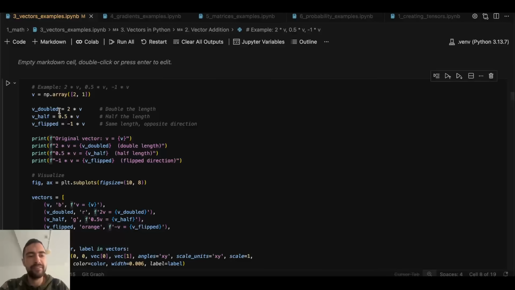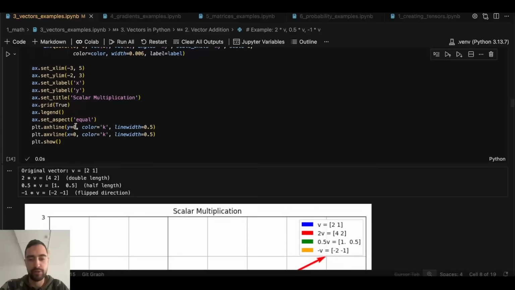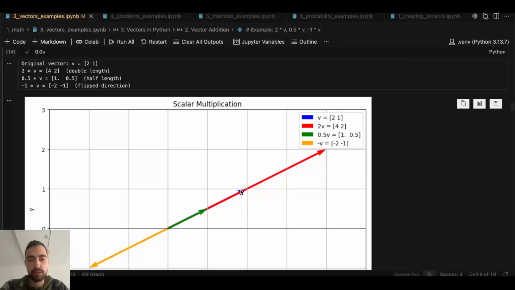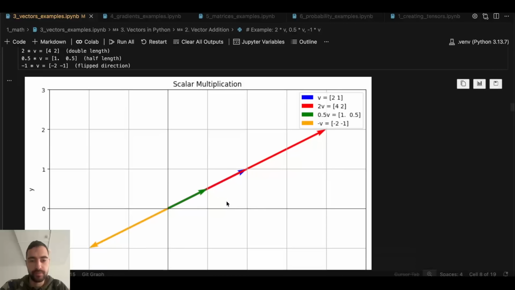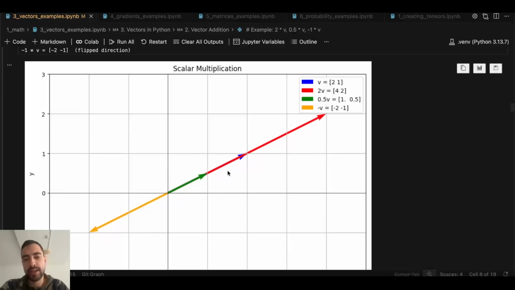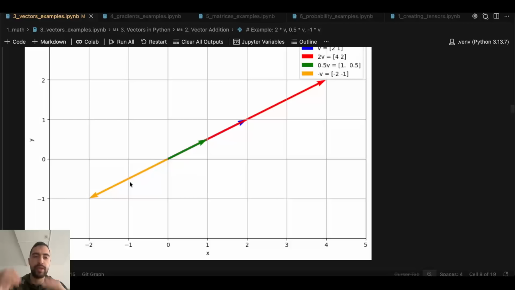Let's see multiplying a vector with a scalar. If we have vector 2, 1, what happens if we say 2 times that vector, 0.5 times that vector, minus 1 times that vector? So this blue is our original vector. It goes from 0 to 2, 1. Now multiplying with a scalar will stretch or squish or inverse, so make it go in the other direction.